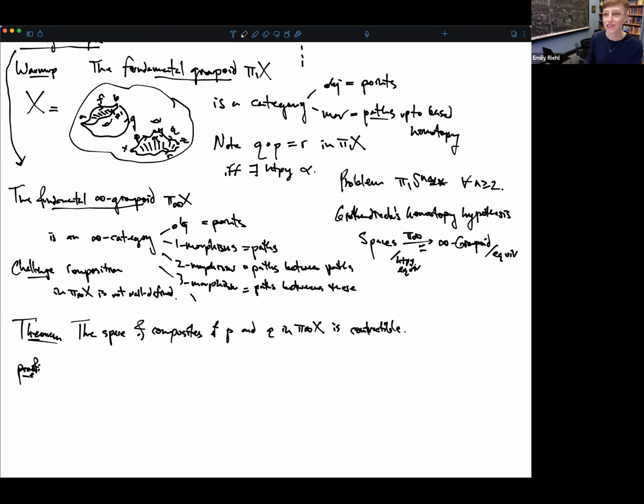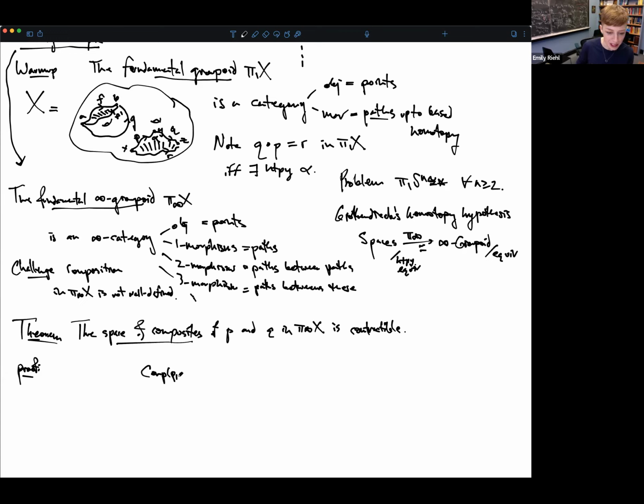So if you'll indulge me, I'll give a very quick proof of this. So firstly, what is this space of composites? This is meant to be the moduli space. It's a topological space whose points are the data of a composite of paths P and Q. And what we saw above is that the data of a composite is really given by this pair of the path that is the composite path and this homotopy alpha that witnesses that composition relation.